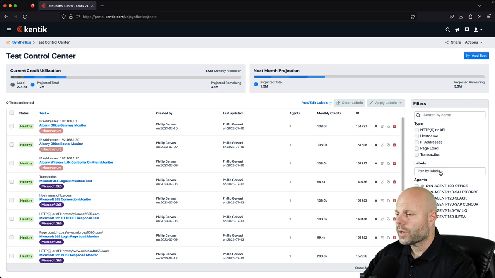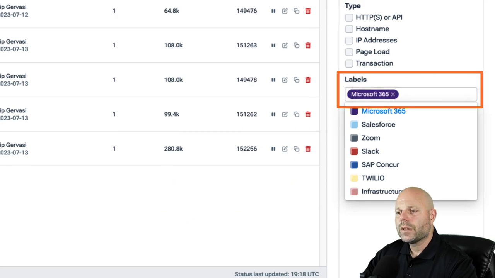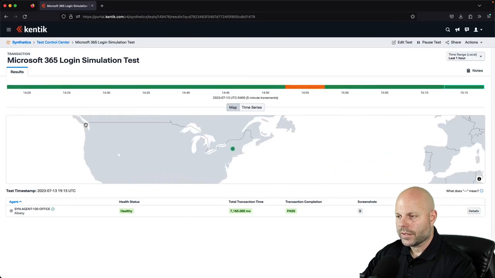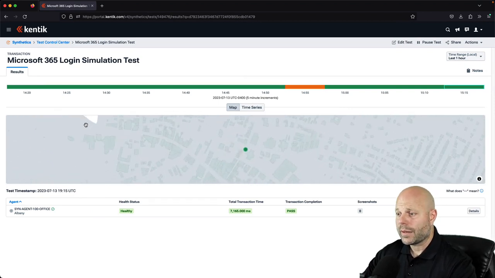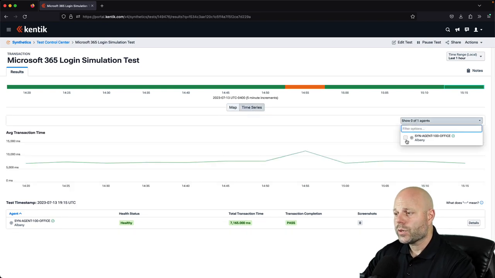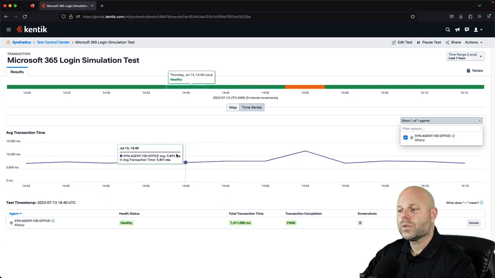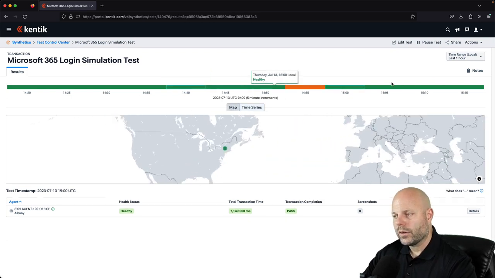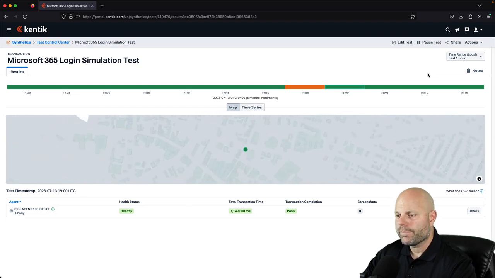I'm going to start by filtering my tests for Microsoft 365. And I want to start by looking at my login simulation test. This is a synthetic transaction monitor that uses a built-in script to interact with an application, and it captures metrics like the overall transaction time and also of all the individual components. Now for this scenario, I'm using it to log into Microsoft 365 and then track how long it takes to go through the process and then get all my apps like PowerPoint and Word and so on.